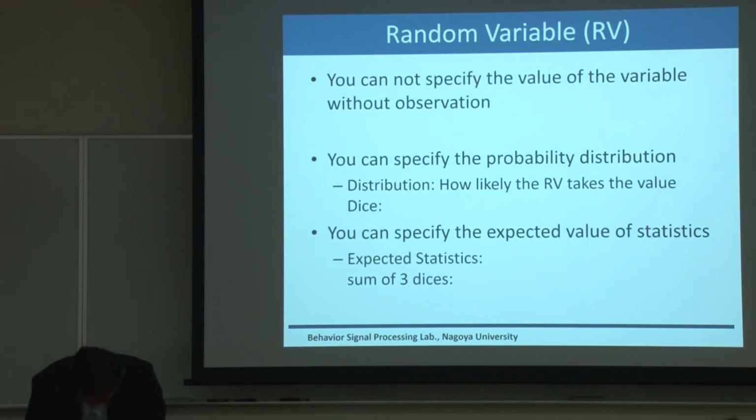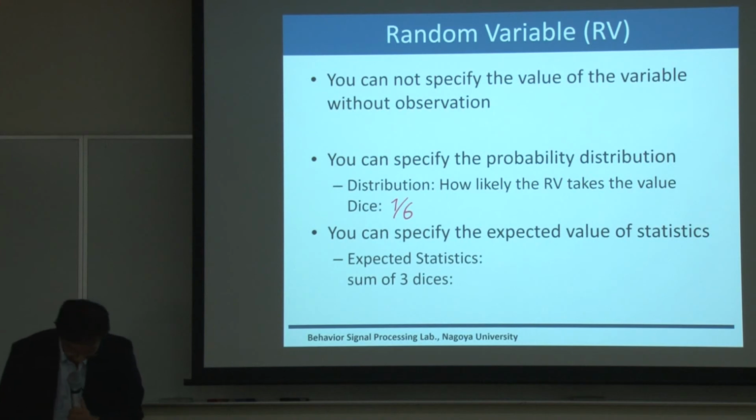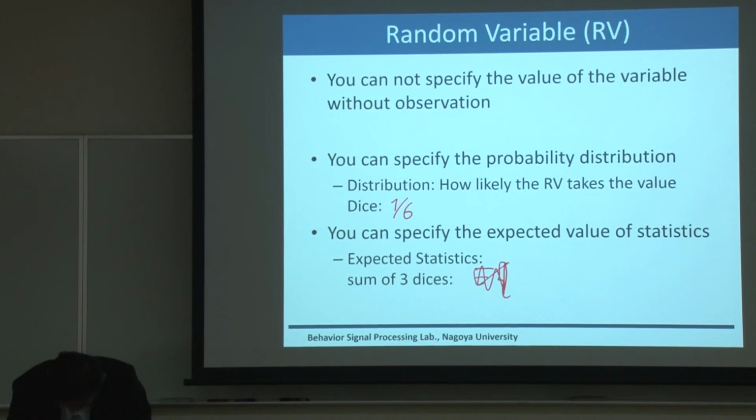So again, a dice is 1/6. This is for each dice number, and the expected statistics of the sum of 3 dice is usually represented by x. Sorry, I think I had a written version of this, but so for each one dice, the expected value is 6.